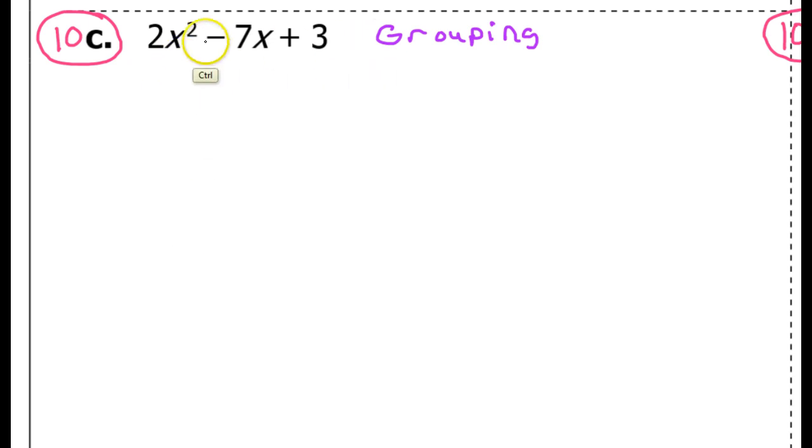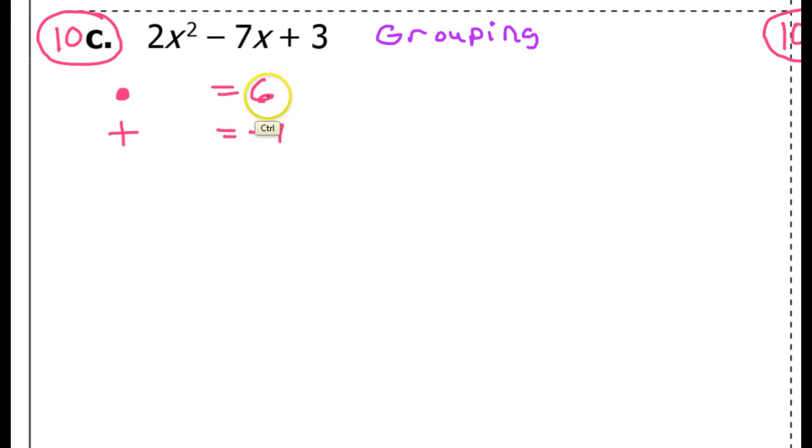Okay, I'm going to do this one problem by the grouping method, but then I'm going to erase it and do it over again by the box method. So it starts off the same. We still need a product and a sum. The product still comes from A times C, which is going to be 6. The sum still has to be the B value, which is -7.